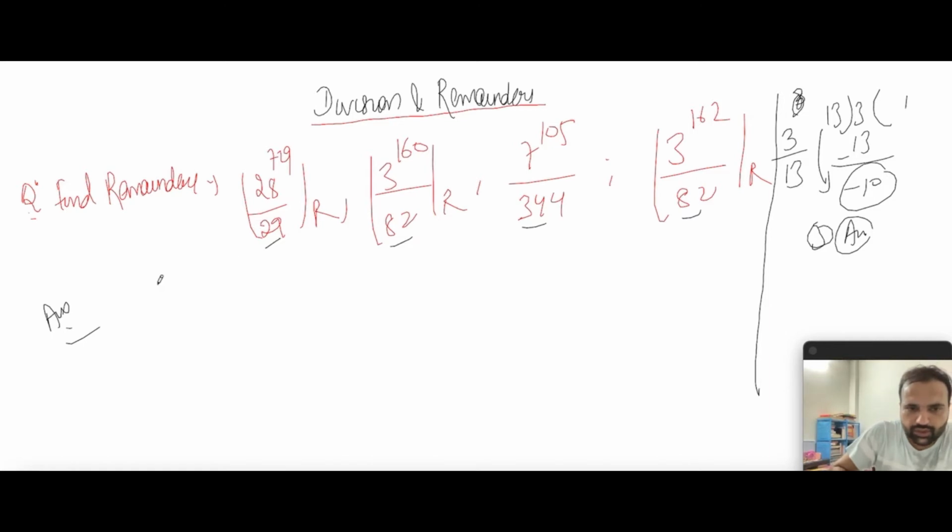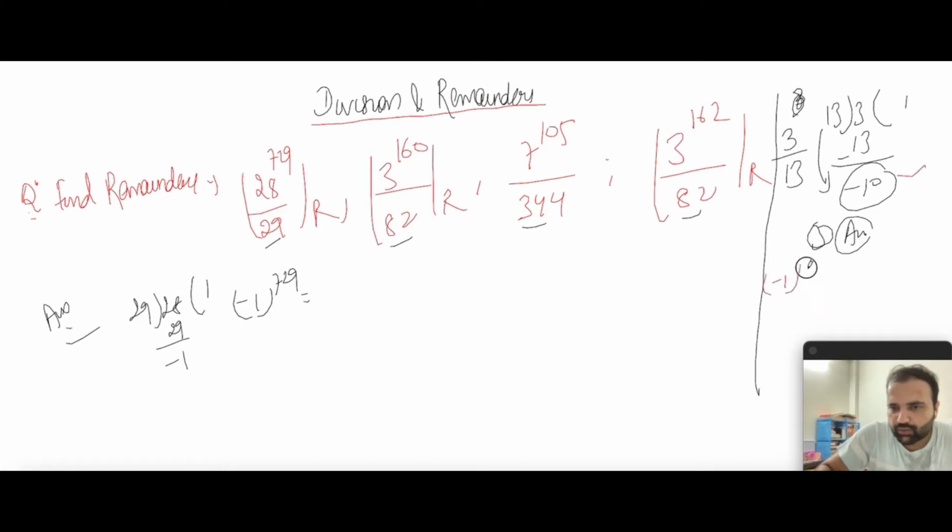So in the first question, we see 29 and 28. Again 29, and what we get is minus 1. So what we can say is minus 1 to the power 729. Now we should always remember three things. First, the remainder will never be negative. Second, minus 1 to the power odd is a negative term, so it will always be minus 1, and minus 1 to the power even would be a positive number, that is plus 1. So these three things, so it will be minus 1.